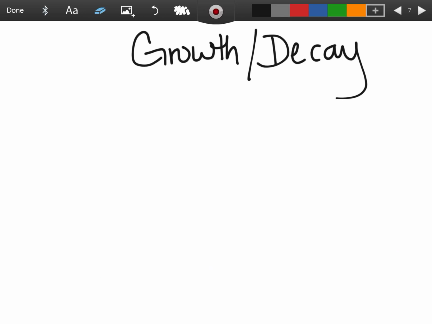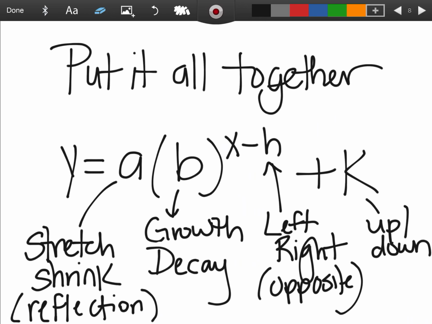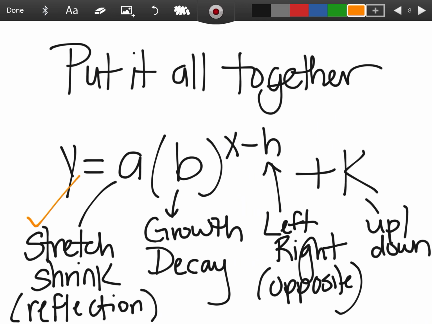All right, so now let's put it all together. So again, A is a stretch or a shrink, okay? And it also tells us reflection or not. If A is negative, it's a reflection, okay? B is growth or decay. Greater than 1 is growth, less than 1 is decay, or between 0 and 1, I should say. And then H is left or right, opposite H though. So if it's a positive H, we're going to the left, negative H, we're going to the right. Okay, and then K tells us up or down, and it's also our asymptote.